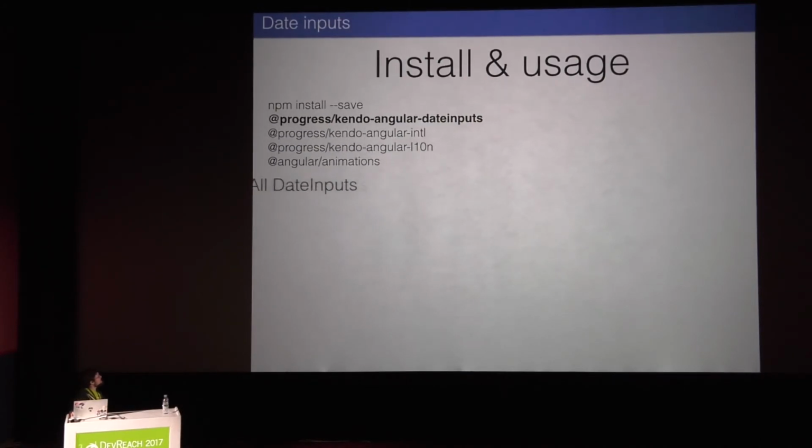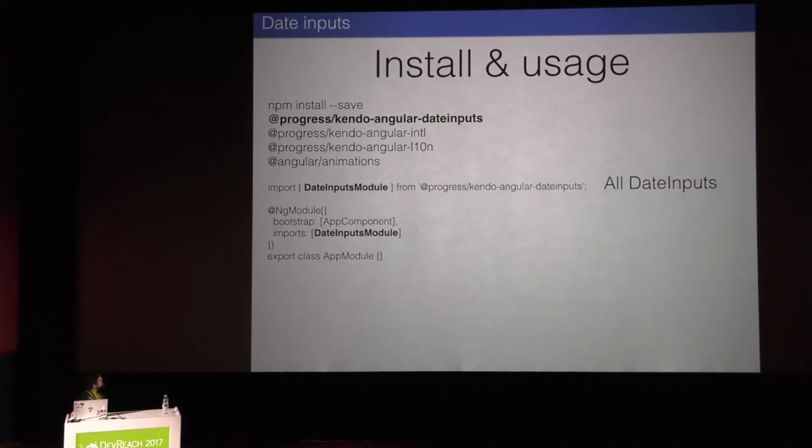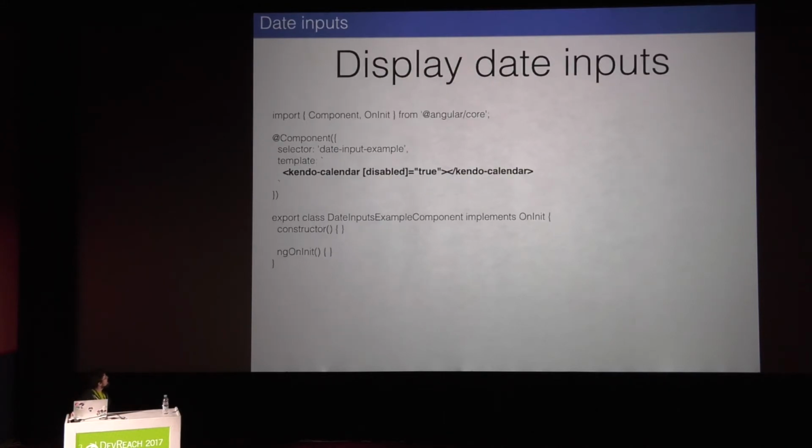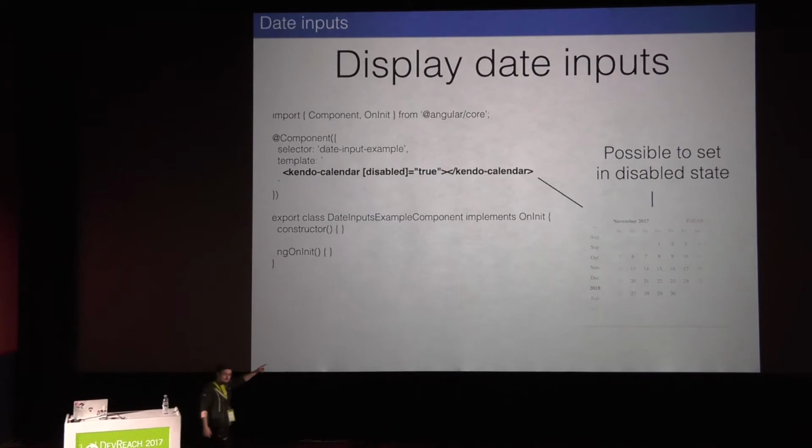Installation and usage: date inputs and a few other dependencies, and of course, if we don't want all the controls, we do the calendar module. I think you know the drill by now, right? And Kendo calendar is pretty easy to just show. In this case, we are showing a disabled calendar. Can you actually see this? Yeah, great. So yes, you can disable the calendar totally if you want to. Why you would ever want that, I don't know, but you can.